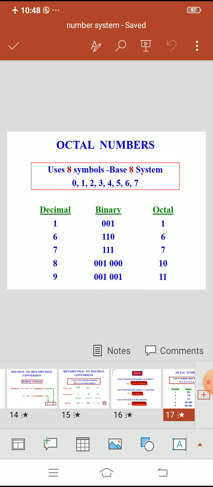The octal number system uses 8 symbols, a base 8 system, that is 0 to 7. For example, I can give different decimal numbers, such as 16789, which is equivalent to a binary number and equivalent to an octal number.